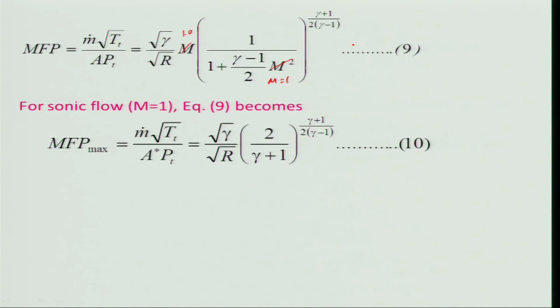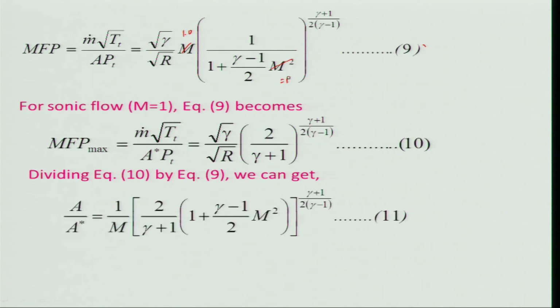This equation 9 is the general one, and this is only for sonic flow, where Mach number is equal to 1. If I divide this equation 1 by equation 9, what will I get? I will get an expression for the A by A star ratio, equal to 1 over M, times 2 divided by gamma plus 1 into 1 plus gamma minus 1 divided by 2 M square, the whole bracket raised to the power gamma plus 1 divided by 2 into gamma minus 1. How am I getting that?